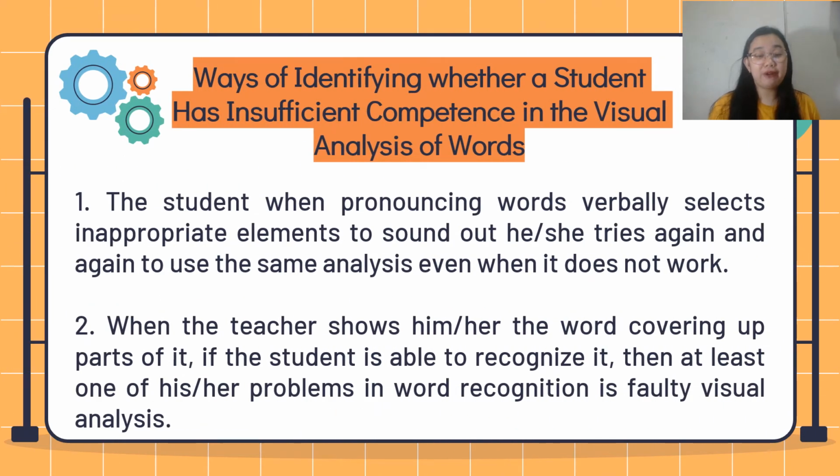And we have 2 ways of identifying whether a student has insufficient competence in the visual analysis of words. The first way is that the student, when pronouncing words verbally, selects inappropriate elements to sound out. He or she tries again and again to use the same analysis even when it does not work. And the second one, when the teacher shows him or her the word covering up parts of it, if the student is able to recognize it, then at least one of his or her problems in word recognition is faulty visual analysis.